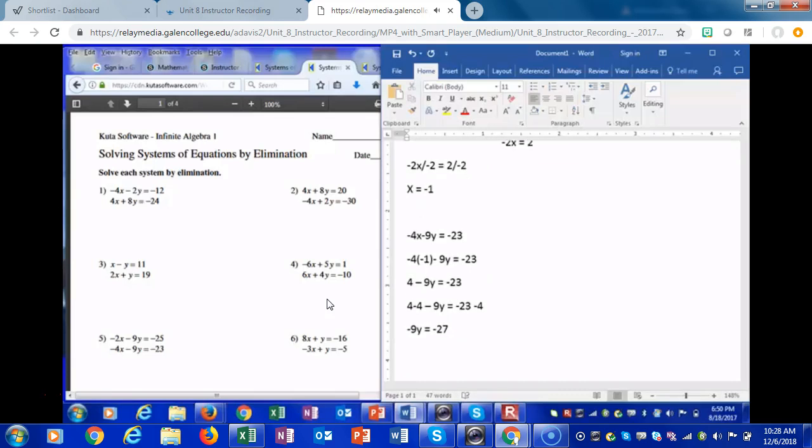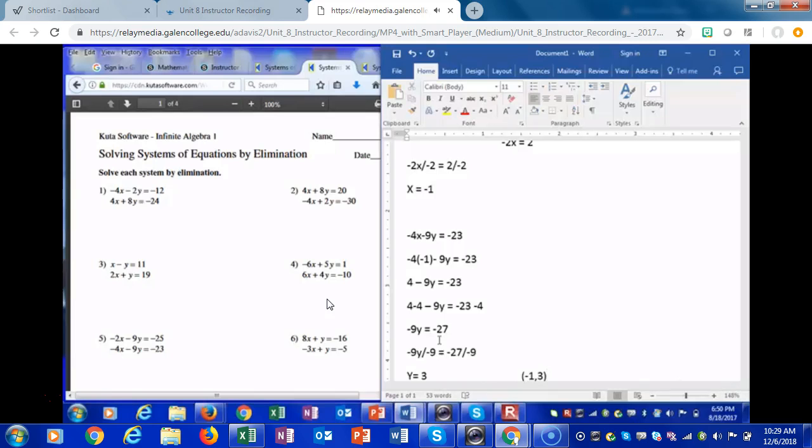If I divide by negative 9 on both sides, so I have negative 9y divided by negative 9, that equals negative 27 divided by negative 9. 2 negatives make a positive on both sides. Our 9's on the left side cancel. We're left with just y equals. On the right side, 2 negatives make a positive. 27 divided by 9 is just 3. Your final coordinate pair is negative 1, comma 3.